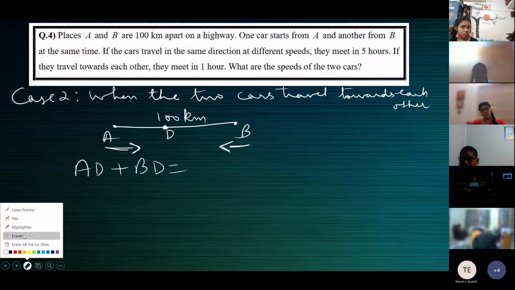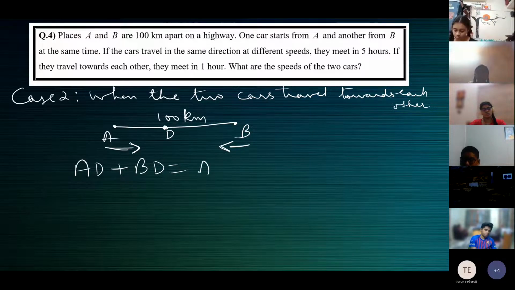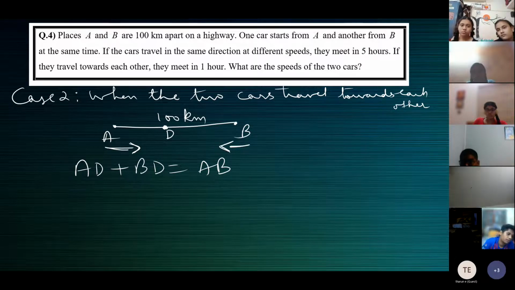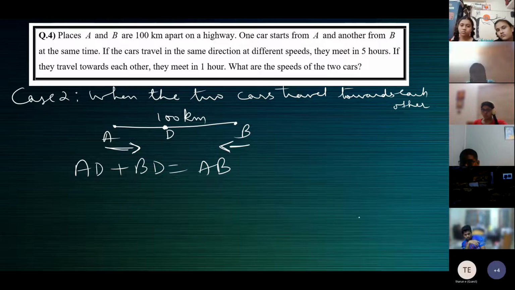Is this correct? AD plus BD is equal to AB. Is it correct? Yes, ma'am. Write this first. You must first write this: AD plus BD is equal to AB. Now, what do you understand by AD? They meet in 1 hour. That means they're traveling for 1 hour. Both of them travel for 1 hour and they meet.